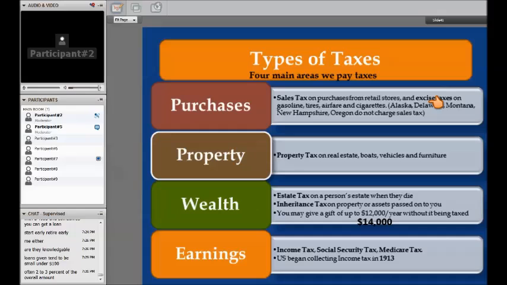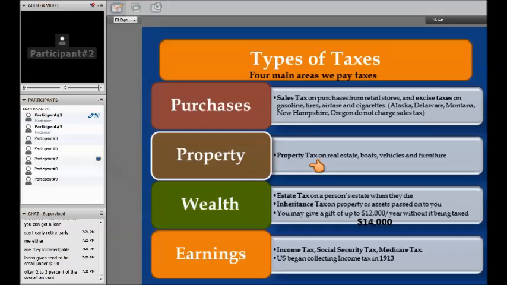We also have excise tax, and that is on gas, tires, airfare, and cigarettes. Now we do have some states that do not charge sales tax. Those would be Alaska, Delaware, Montana, New Hampshire, and Oregon. They all do not charge sales tax.